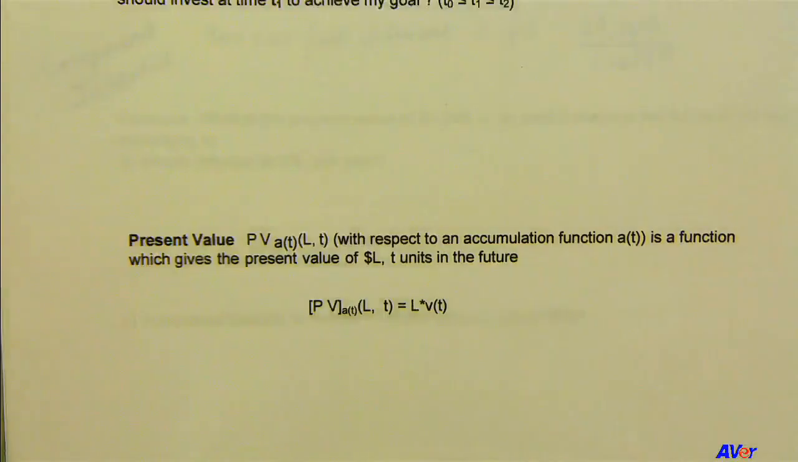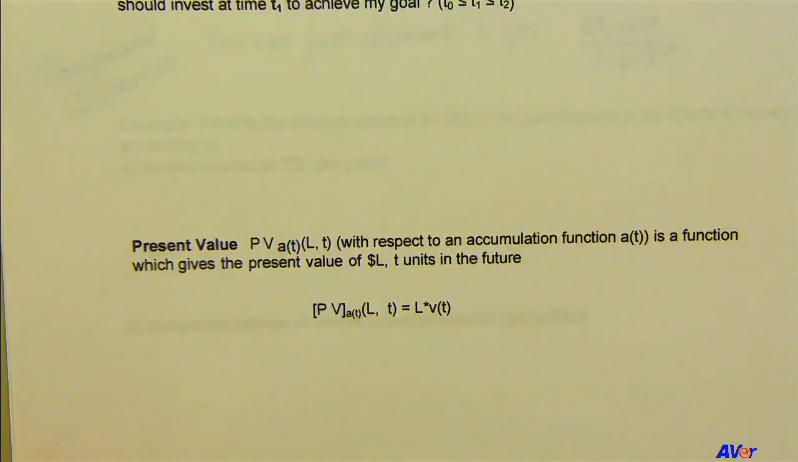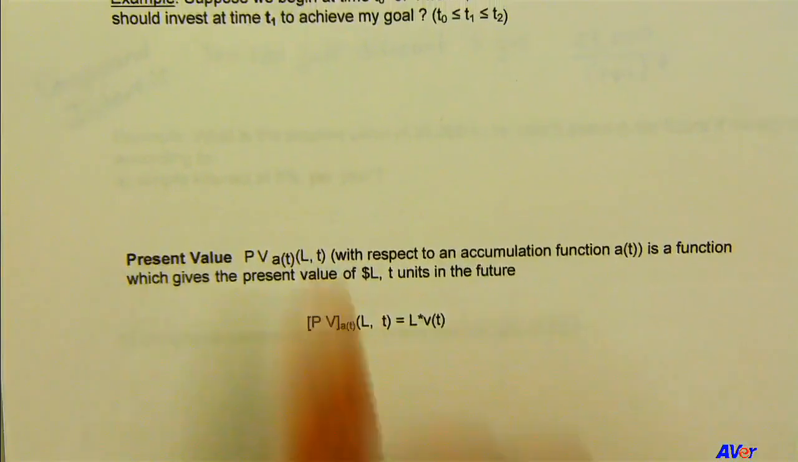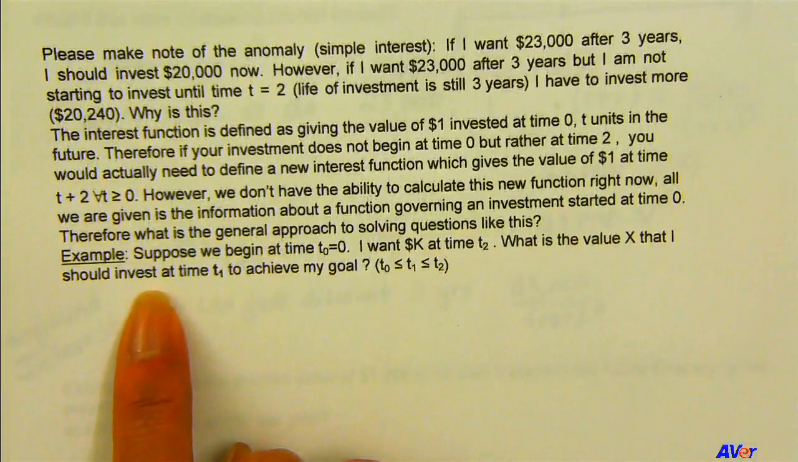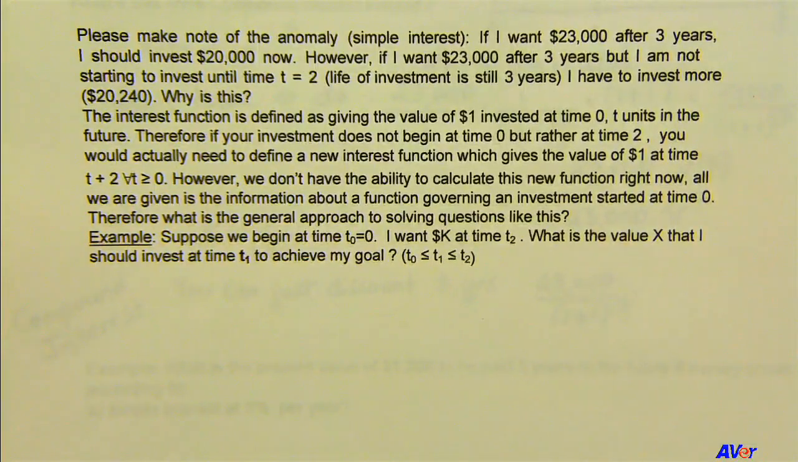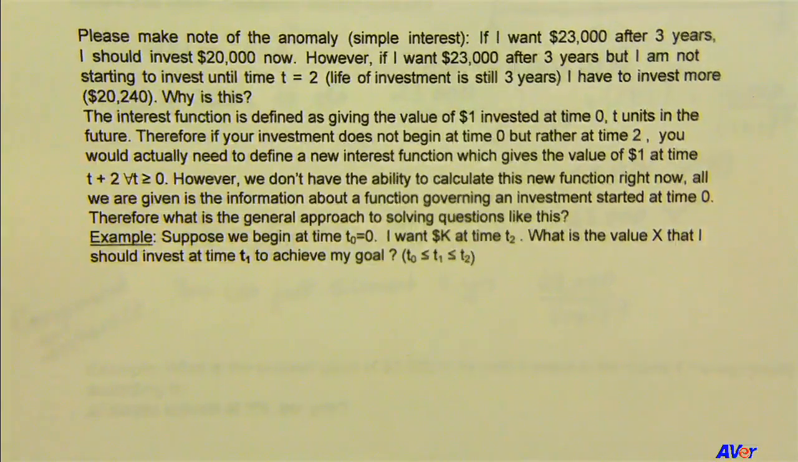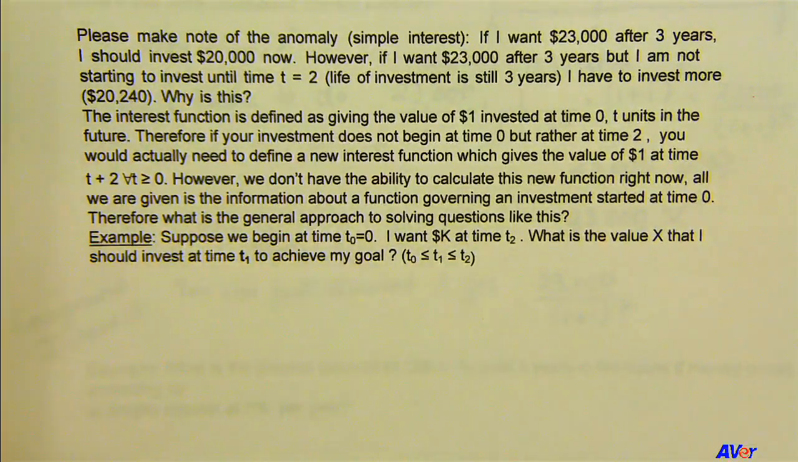And I want to move on today. So let us go to page 9. It says, suppose we begin at time t0 equals 0. I want $k at time t2. What is the value x that I should invest at time t1 to achieve my goal? So this is basically the same question as you just did. Can you give me an expression in terms of a of t1 and a of t2 that answers that question?